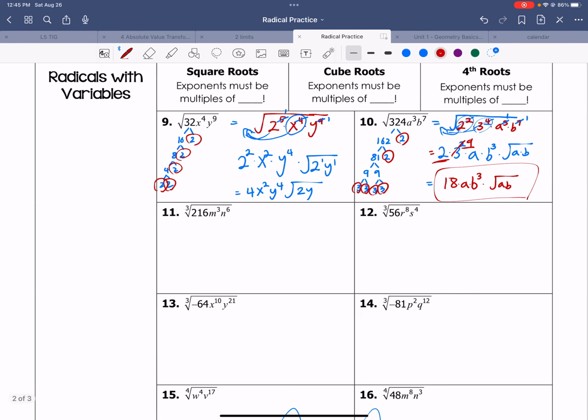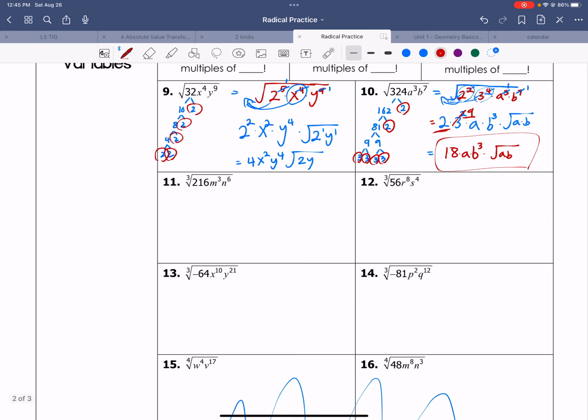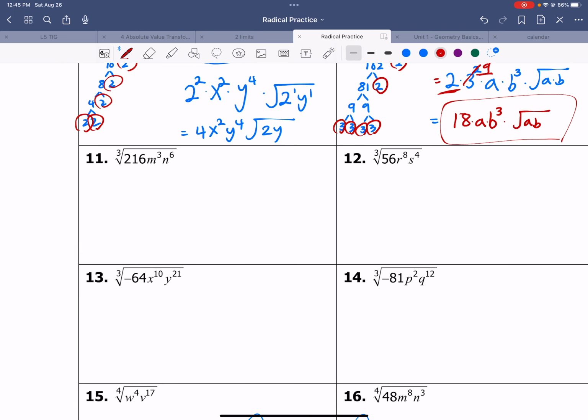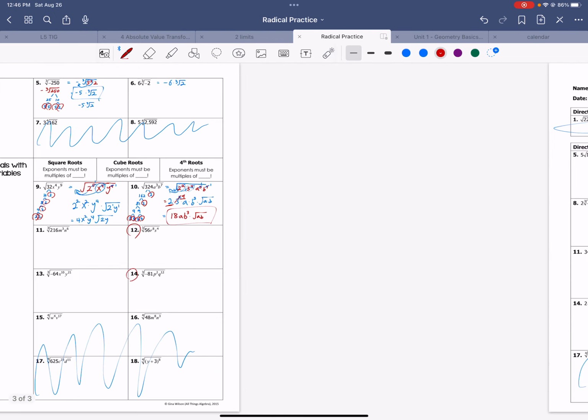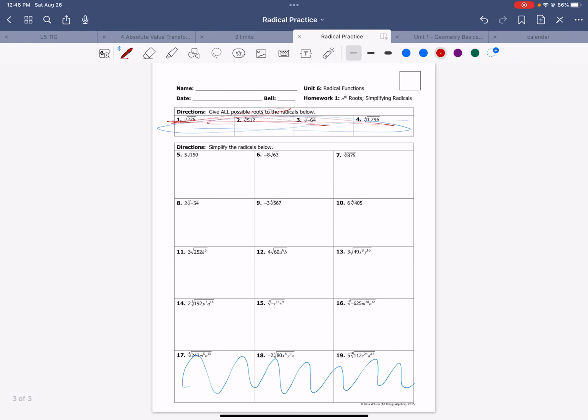Alright, let me go over number 12. You can do 11 by yourself. I'll go over 12 and maybe 14 and that's it. Because you don't have to do 15 through 18. Next page, just don't do the first 4. You're gonna do all this one, okay?